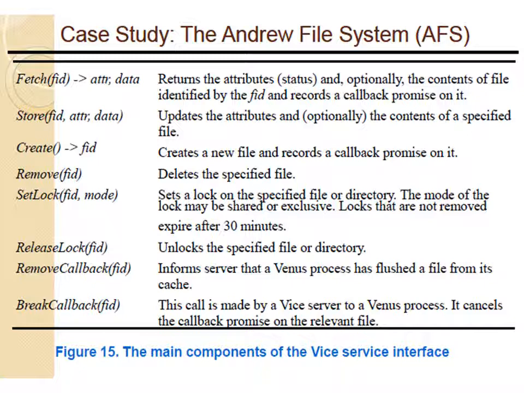Release lock file ID, which unlocks the specified file or directory. And next operation, remove callback with file ID. It informs the server that a Venus process has flushed a file from its cache. And next operation is break callback with file ID. This call is made by a Vice server to a Venus process in the workstation. It cancels the callback promise on the relevant file.